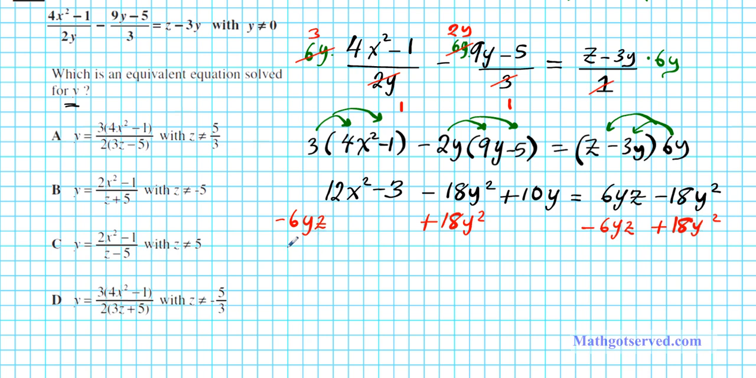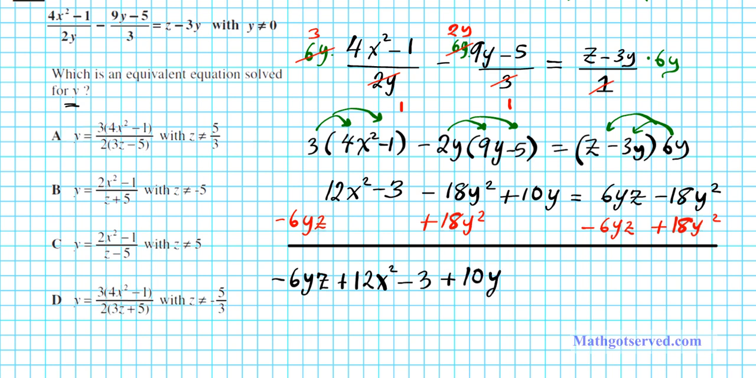So what we just did is we moved all the terms with y's to the left side, okay? So let's simplify that. We'll have negative 6yz plus 12x^2 minus 3. Now these two are like terms, so they're opposite, so they cancel out, plus 10y. And then what do we have left on the right side? We don't have anything, equals 0.